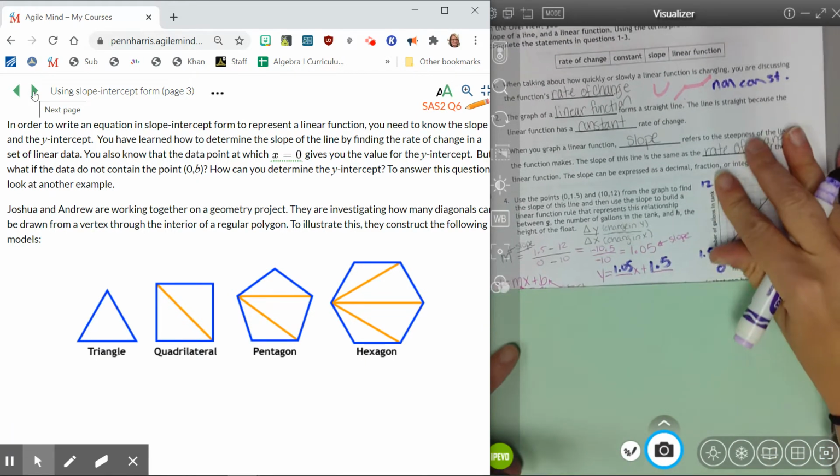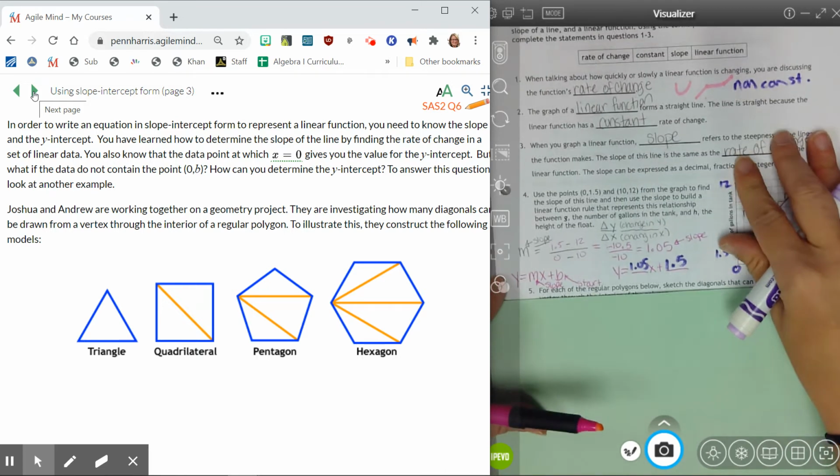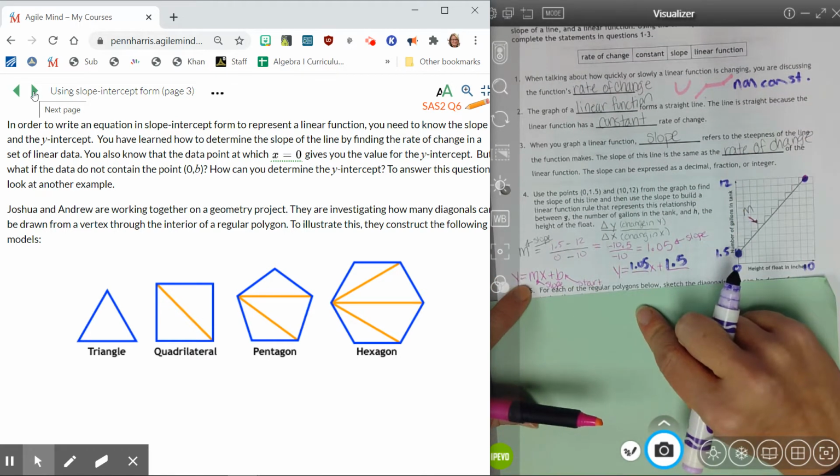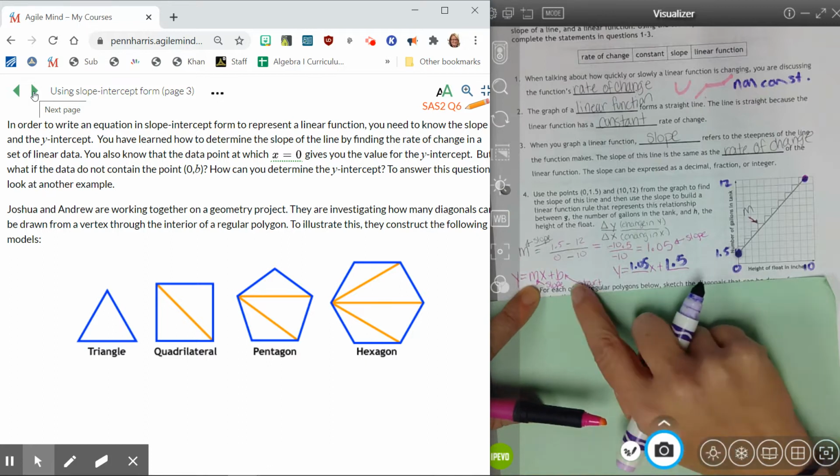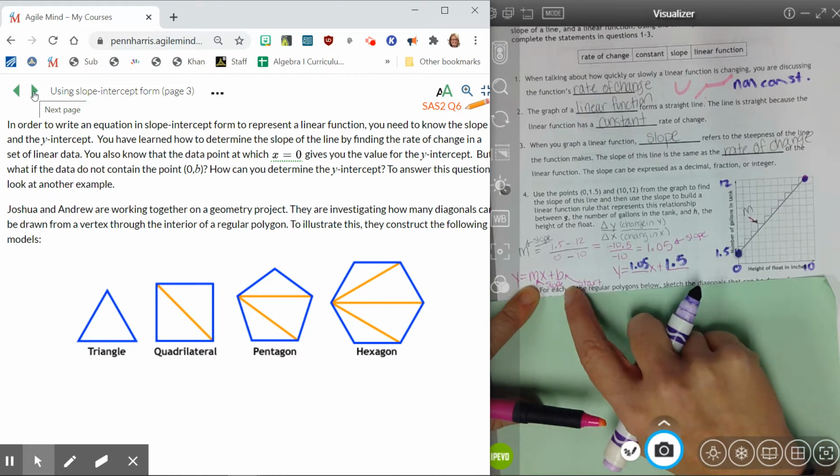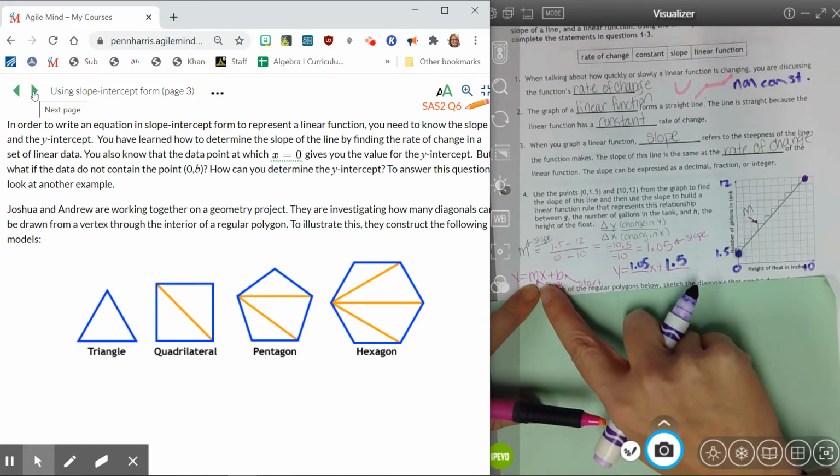And what we get with this is our equation, y equals mx plus b, where that b right there is our starting point, and that m, the number we put in front of the x, is the slope that we come up with.